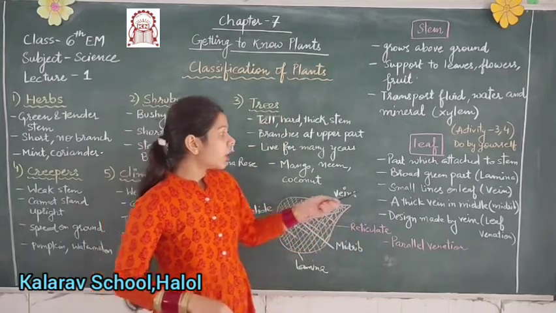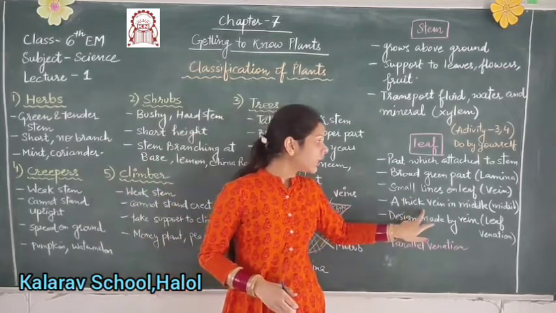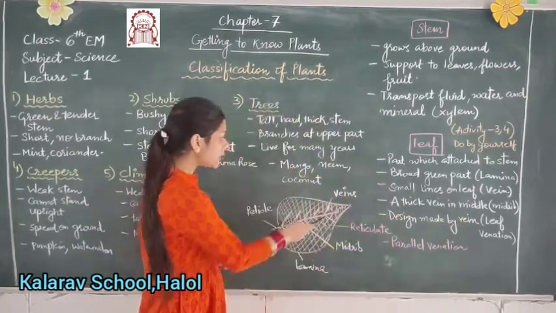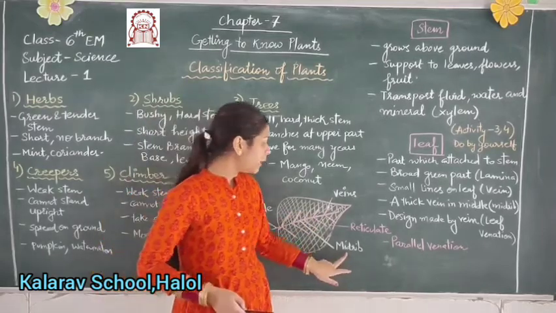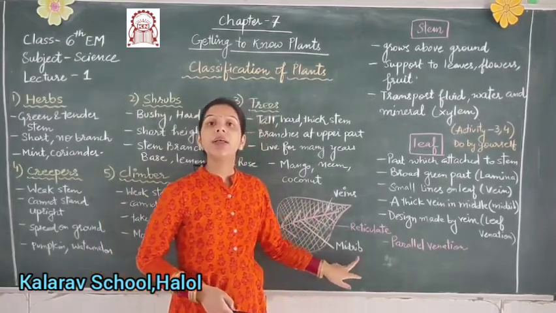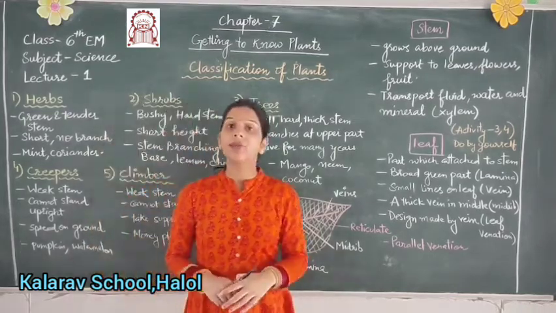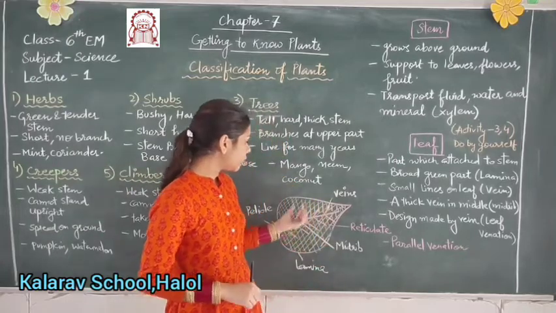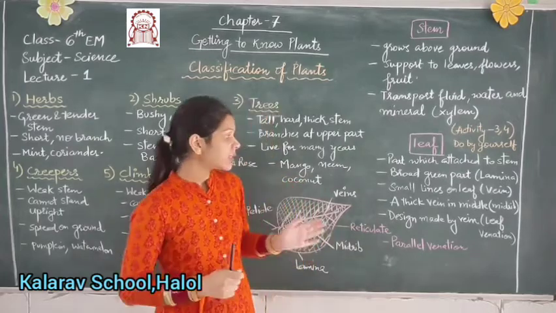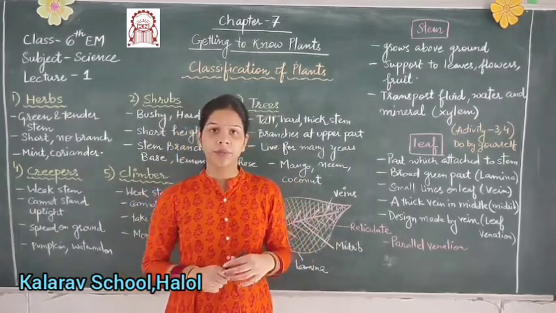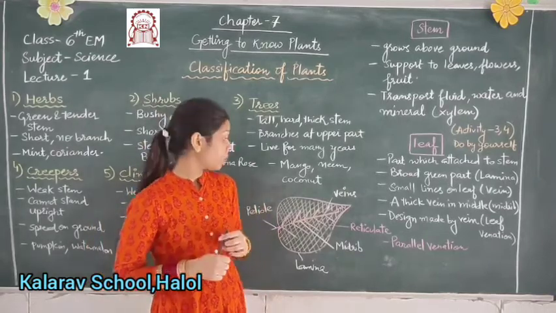Next, the small lines on the leaf are called veins. As you see, there is a thick vein in the middle. The thick vein in the middle is called the midrib. The design made by the number of different small veins is called leaf venation. So what is leaf venation? A design made by the veins of a leaf.